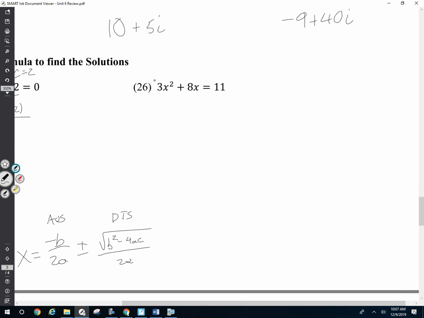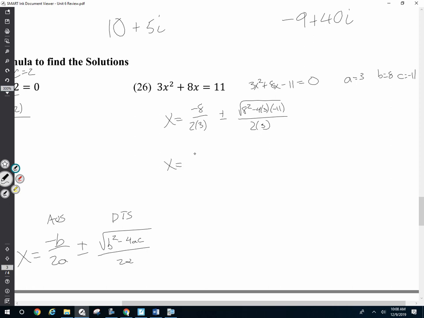Now, if you see an equation like this, make sure we put it in standard form by moving everything onto one side before we identify what A, B, and C are. A is 3, B is 8, C is negative 11. X equals the opposite of B over 2 times A, plus or minus the square root of B squared minus 4 times A times C, all over 2 times A.